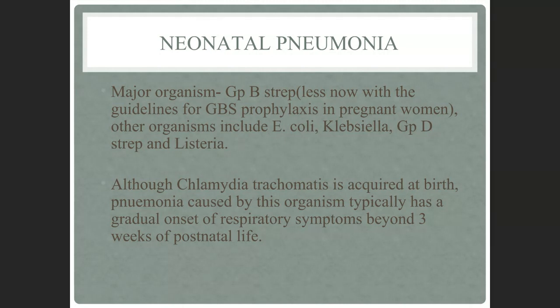But the other bugs that you worry about are E. coli, Klebsiella, Listeria, and Group D strep, which can cause a congenital or neonatal pneumonia. Chlamydia can also cause a pneumonia, but it never occurs at birth. These babies might have an eye discharge, but present two or three weeks later with respiratory distress and x-rays in keeping with a pneumonia. So chlamydia tends to occur a little later. It doesn't occur immediately after birth compared to the other bacteria that can cause a neonatal pneumonia.